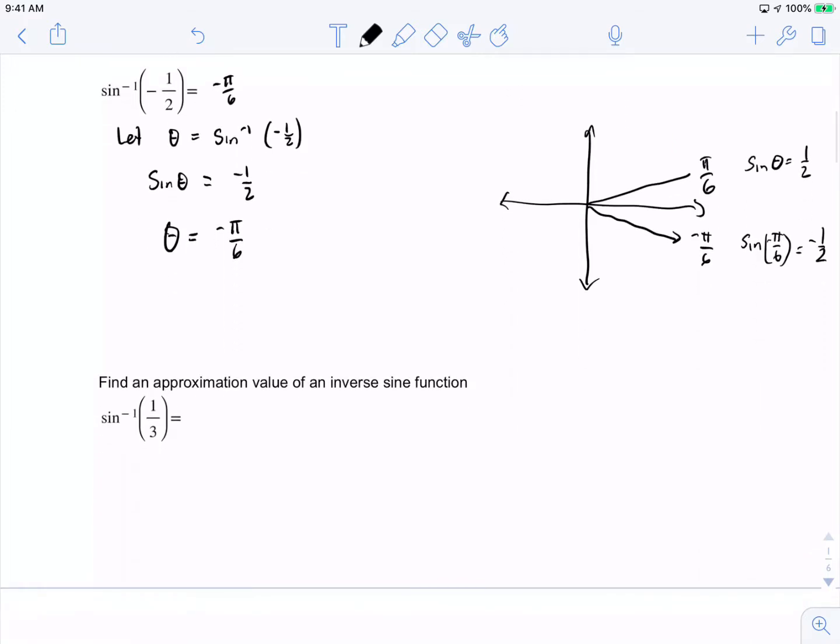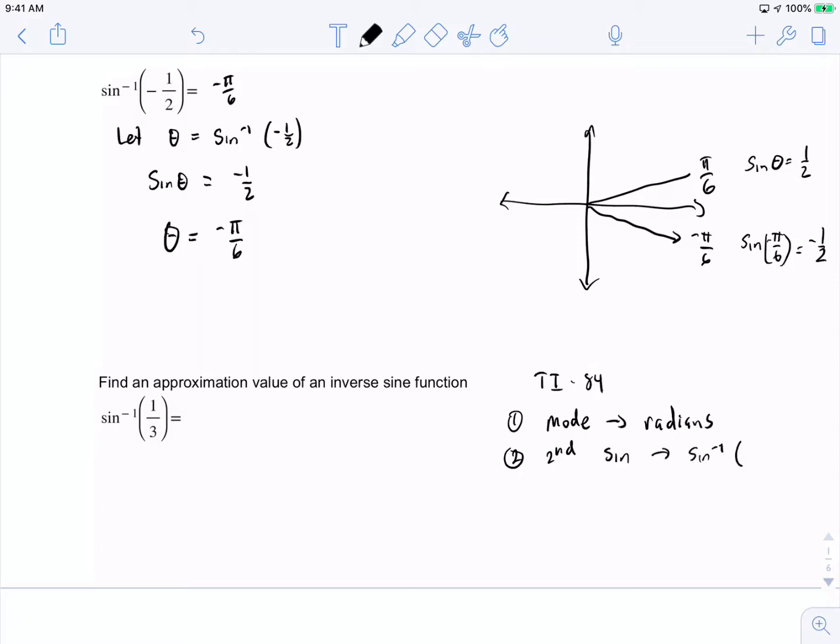Okay, we also are going to want to know how to use a calculator with some of these problems, and so for a problem like this one, where we want sine inverse of 1/3, we don't know what the answer would be. In a TI-84, the first thing you're going to want to do is hit mode and make sure that you are in radians. Once you're in radians, the next thing you'll do is hit second and then sine. That will yield sine inverse.